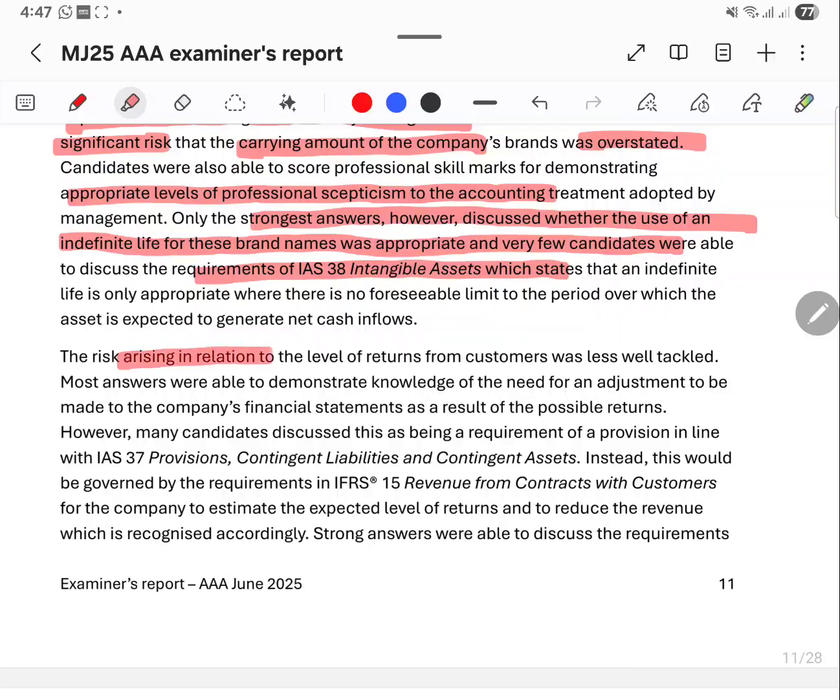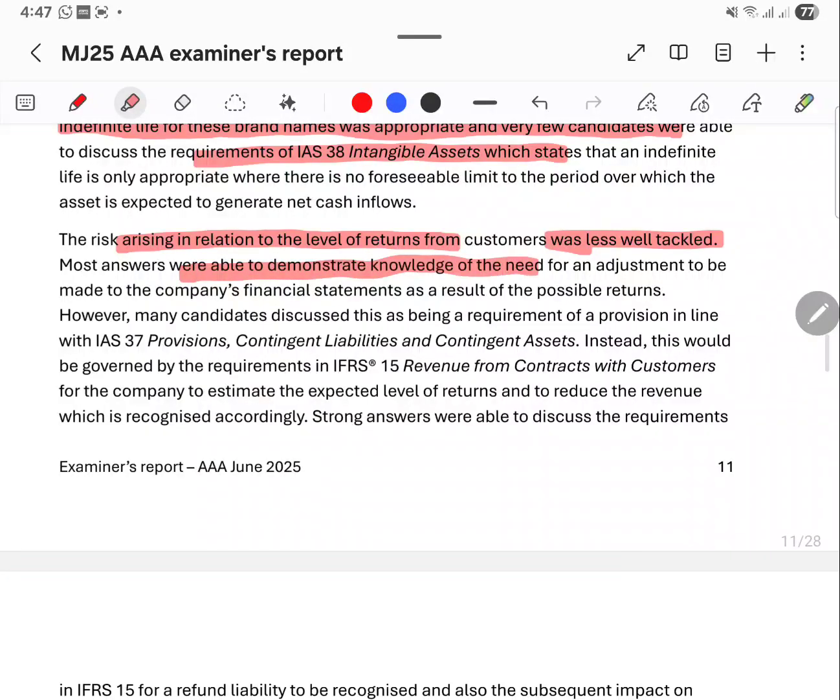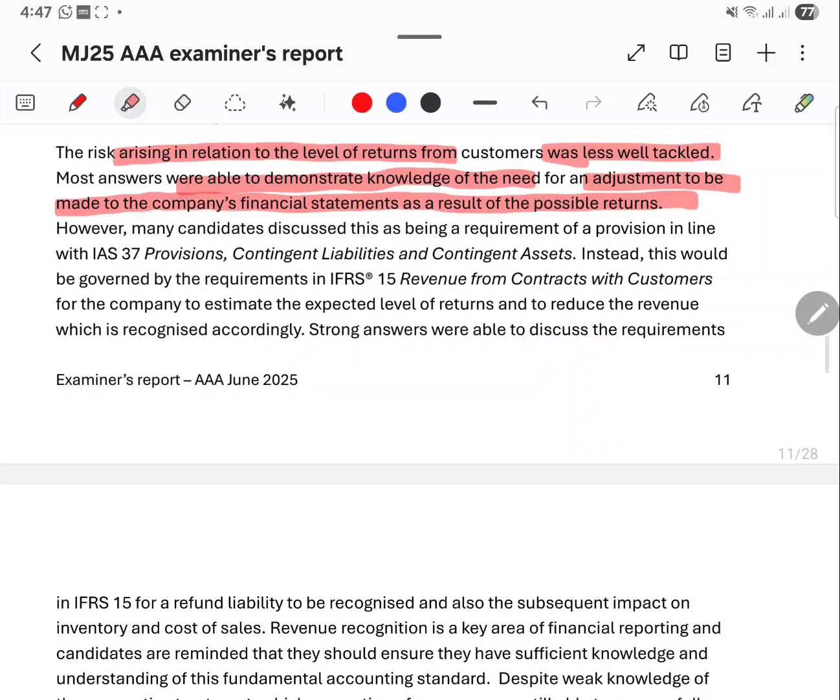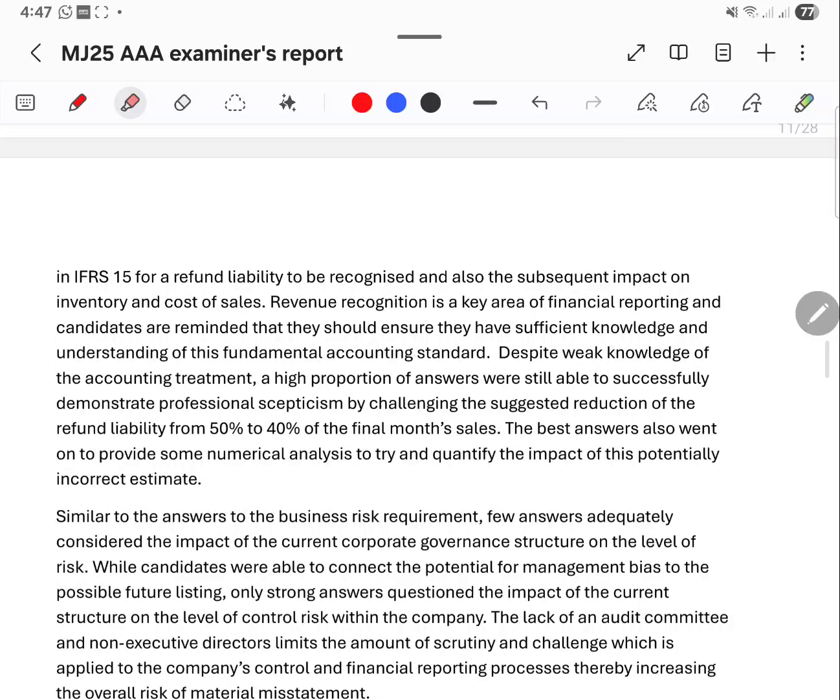The risk arising in relation to the level of returns from customers was less well tackled. Most answers were able to demonstrate knowledge of the adjustment to be made to the company's financial statements as a result of possible returns. However, many candidates discussed this as being the requirement of a provision, instead of IAS 37. Instead, this would be governed by the requirements of IFRS 15, Revenue from Contracts with Customers, which requires a company to estimate the expected level of returns and to reduce the revenue which is recognized accordingly. Under IFRS 15, a refund liability is to be recognized, along with the subsequent impact on inventory.